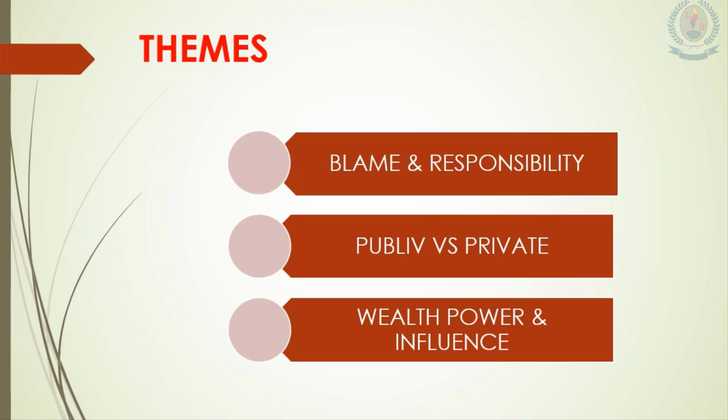Sheila, the main part we discussed was Sheila revealing her part in Eva Smith's life. So we see she accepted the fact that she was rude to her, right? And then public versus private, the things that the public knows and the things that are within the family, and then wealth, power and influence. So through their wealth and power, Sheila was able to get the girl fired. So these are the main themes the writer discusses in these pages.